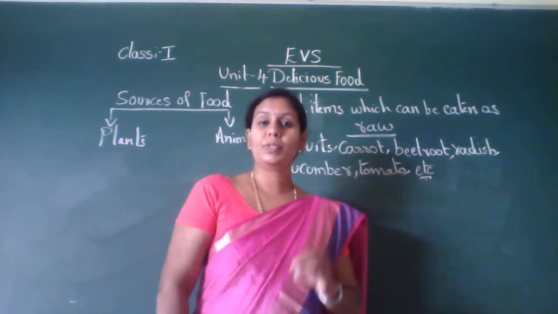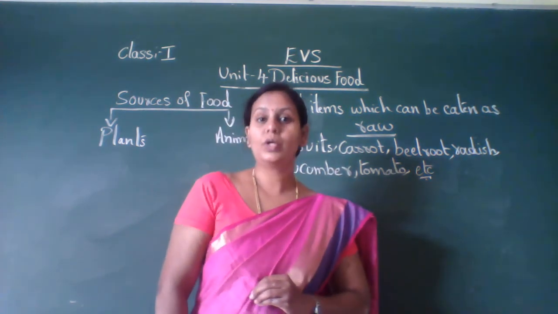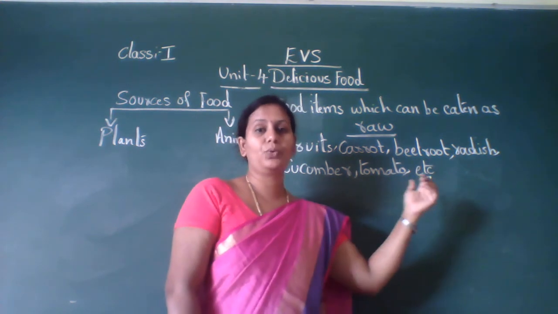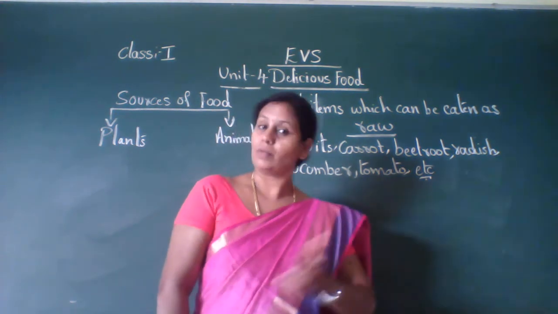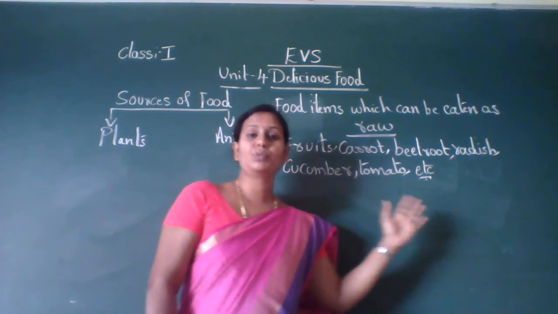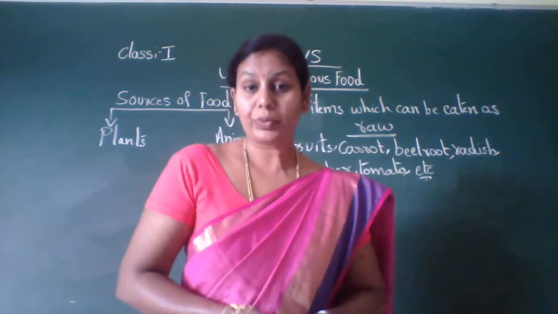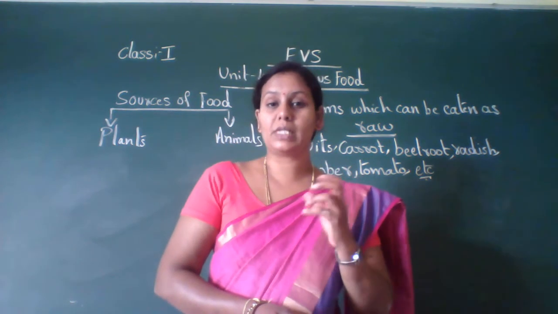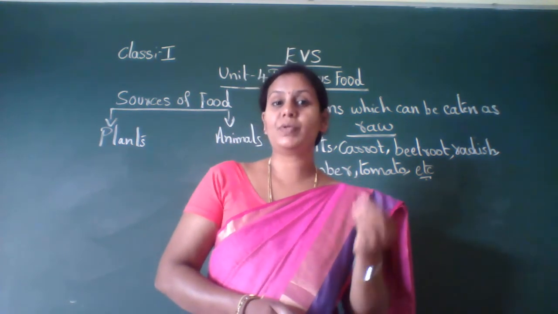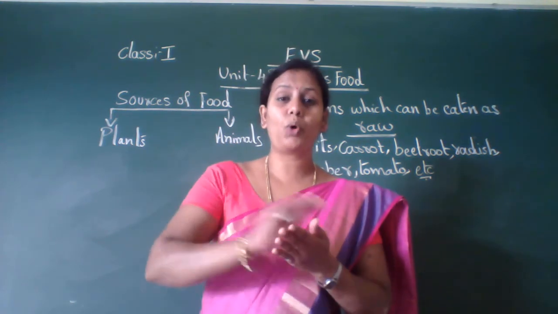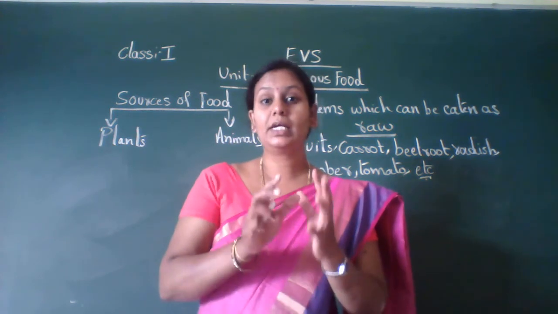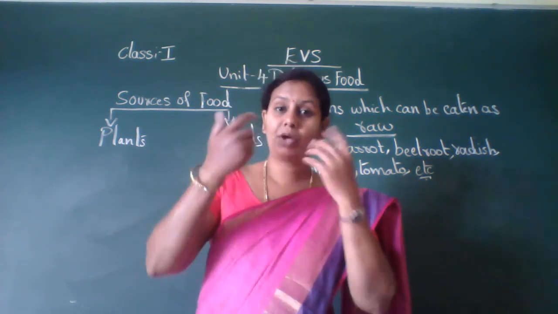So the vegetables can be eaten raw also. Which vegetables? Carrot, beetroot, radish, tomato, cucumber. So these are some food items which can be eaten raw. So children, before eating the vegetable raw, whatever it may be, vegetables or fruits, first you have to wash it neatly and cleanly. Isn't it? Then you have to eat.